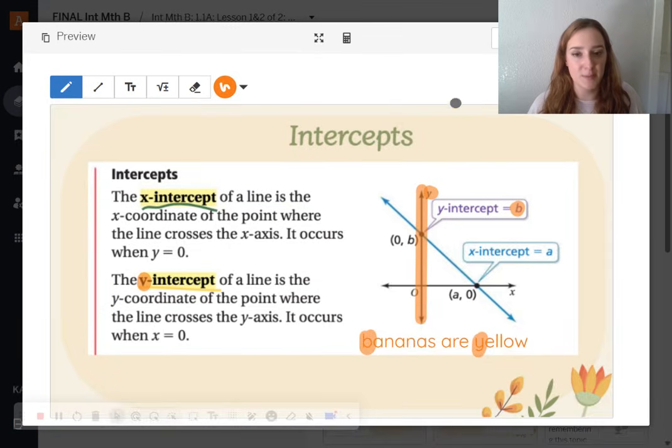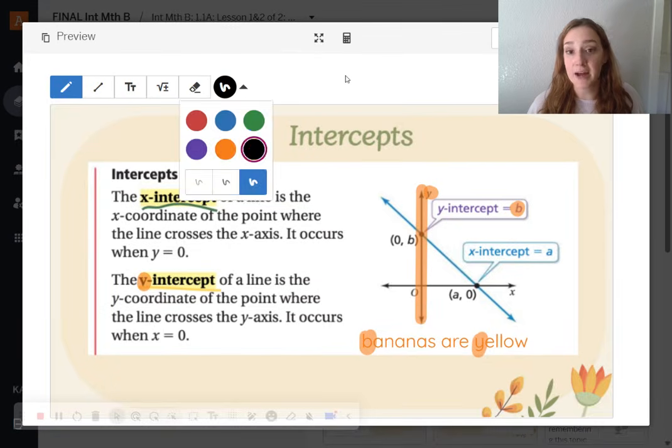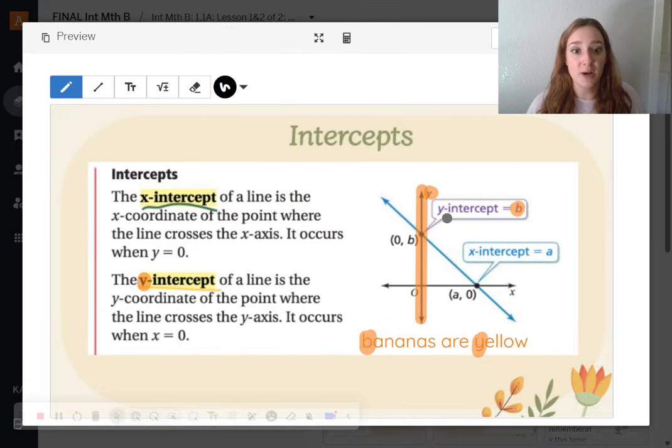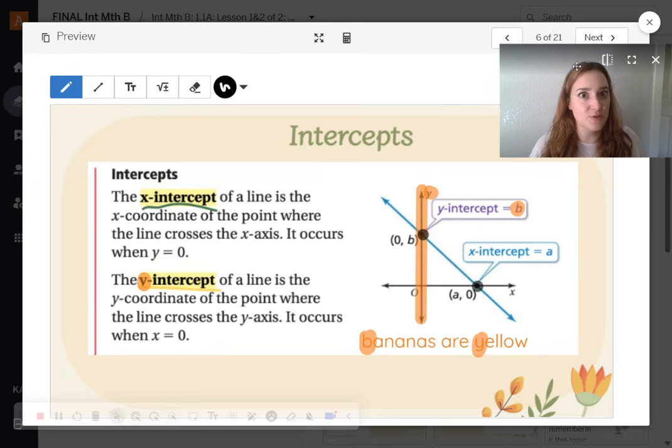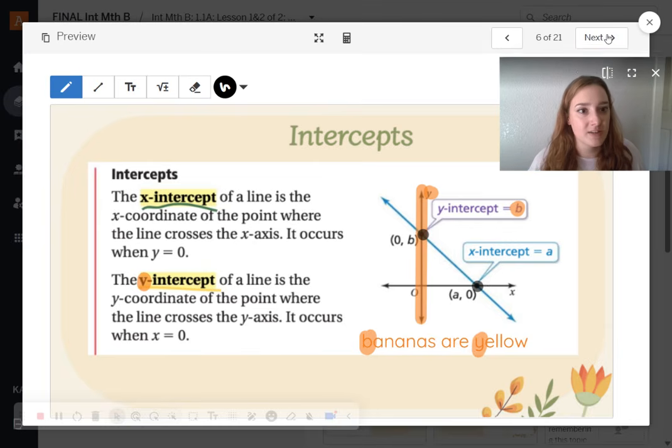To help us remember. While you're adding that to your notes, something else about y-intercepts is the opposite value is 0. So for the y-intercept, whatever the y value is, x is always 0. For the x-intercept, it's the reverse. Whatever x is, y is always 0. Okay, again, if I'm going too fast, pause, because this is a recording.